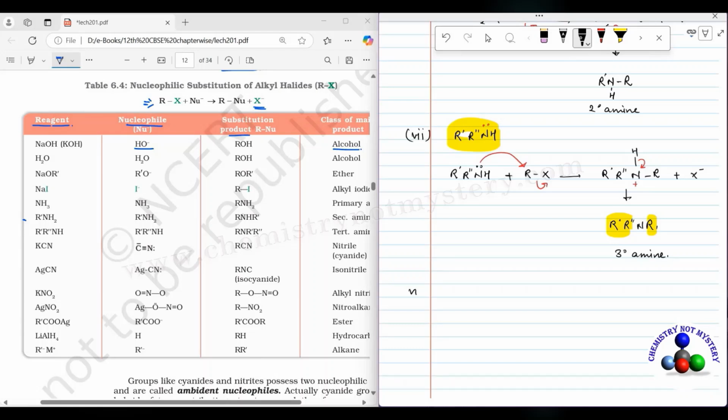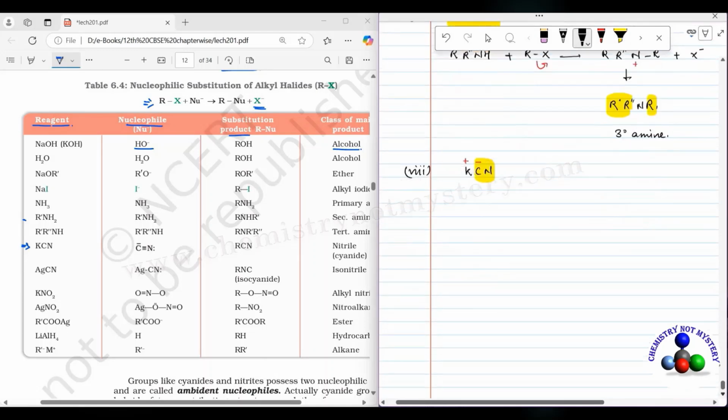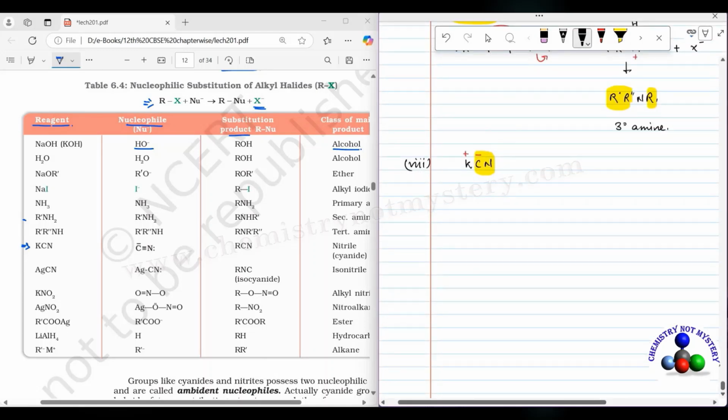Now come to the next reagent. The next reagent is KCN. So let's write KCN. Here potassium is a first group element, that's why it is positively charged, and carbon will carry a negative charge. So here CN minus is the nucleophile. Now let's write the reaction with alkyl halide. So this is CN negative. So I can write CN negative.